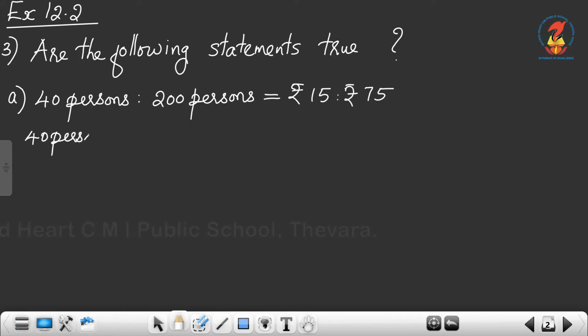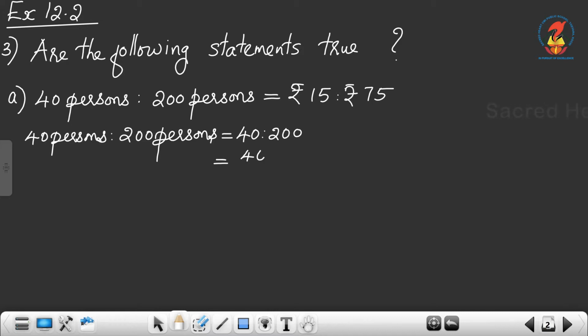40% is to 200%. So 40% is to 200%, we can write as 40 is to 200. Now write it in the fraction form. 40 is to 200 means 40 by 200. Now reduce to the smallest form. How can we reduce to the smallest form?